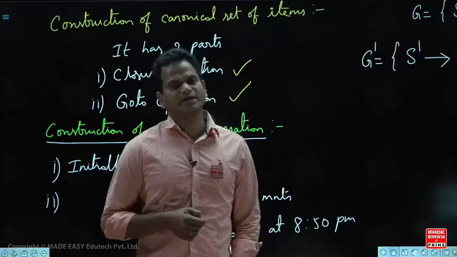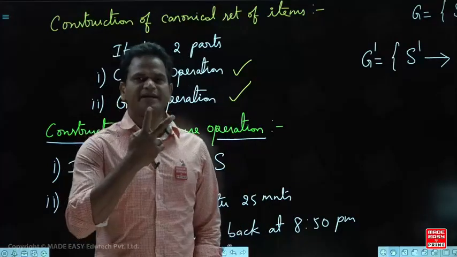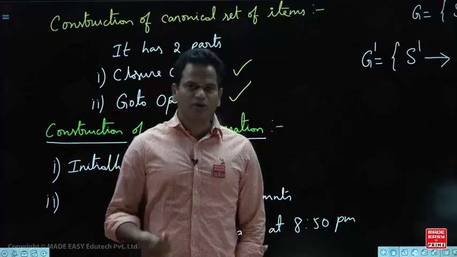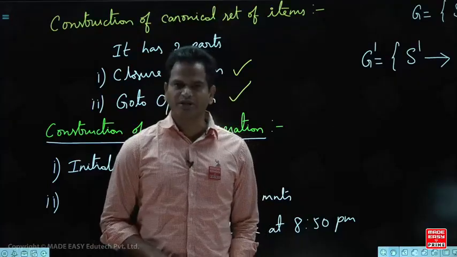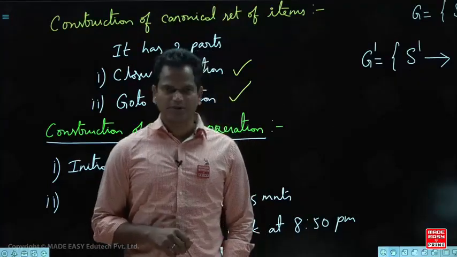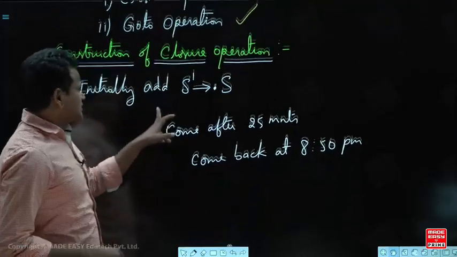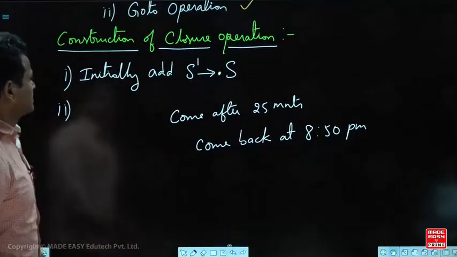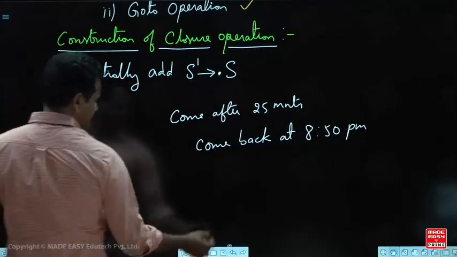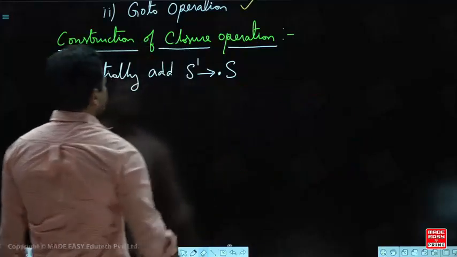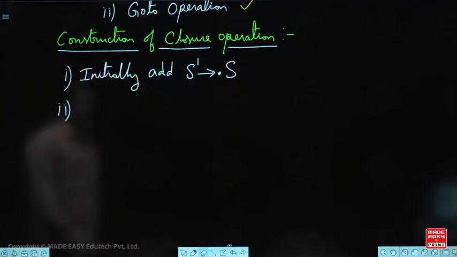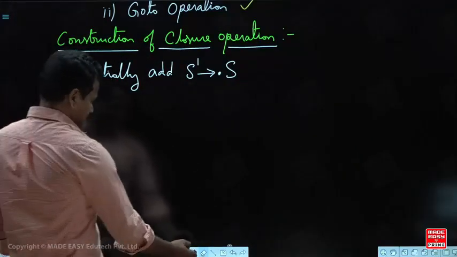So coming to the canonical set of items, it can be divided into two parts. One is the closure operation and the other one is the goto operation. The first part is the closure operation, so we are doing that. Construction of closure operation: initially add S' → .S.